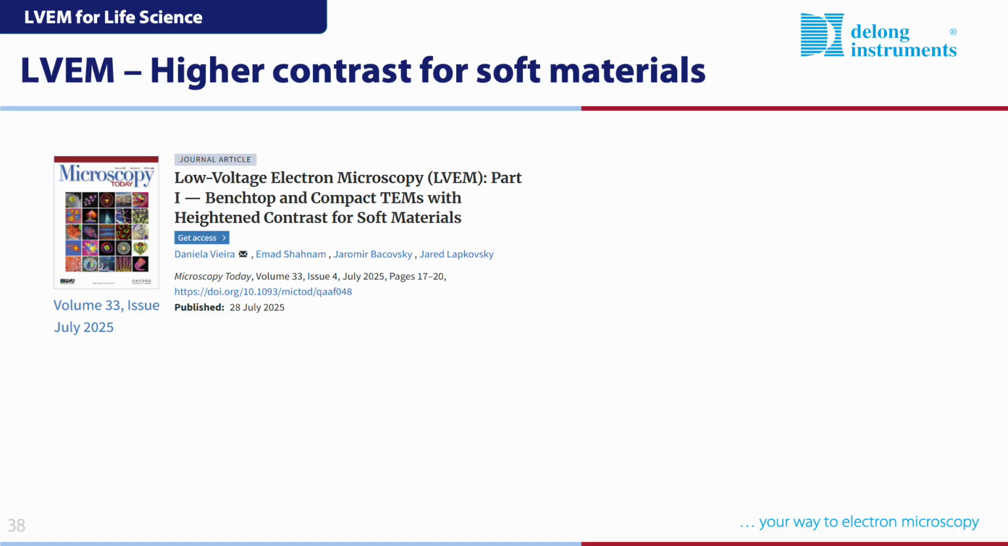We're pleased to highlight our recent publication in Microscopy Today titled Low Voltage Electron Microscopy Part 1: Benchtop and Compact TEMs with Heightened Contrast for Soft Materials. This article showcases how LVEM systems provide enhanced contrast for delicate, low density samples, such as biological materials, while remaining compact and accessible for routine in lab use. It's a great example of how low voltage electron microscopy is advancing practical high resolution imaging for the life sciences.